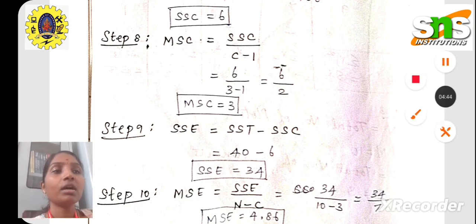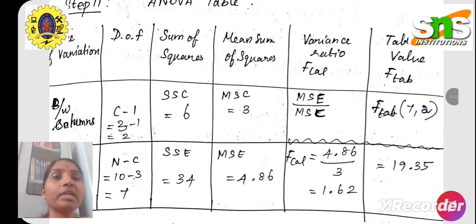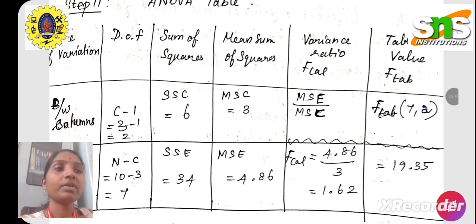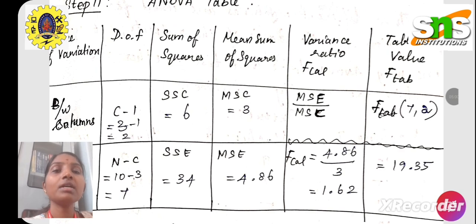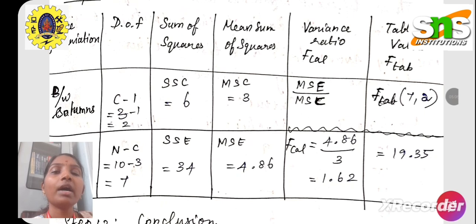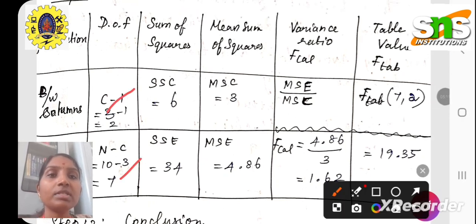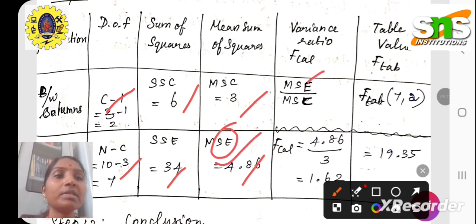So moving on to the actual thing, which is our ANOVA table. The columns will be sources of variation, degrees of freedom, sum of the squares, mean sum of the squares, variance ratio and table value. In the ANOVA table we have between columns and between errors, since it is a one-way ANOVA. The degrees of freedom is 2 as discussed in the procedure. This is 2 and this is 7, this is 6 and this is 34 from the steps, and MSC is 3 and MSE is 4.86. Here we note that MSE is bigger and therefore it should be in the numerator, with MSC in the denominator.